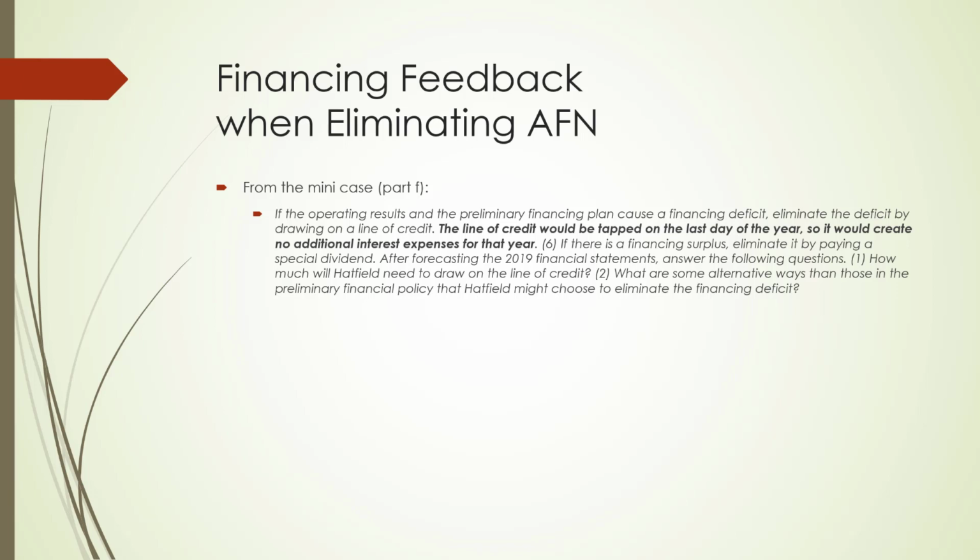How much will Hatfield need to draw on the line of credit? Well, we saw that. That was 59. That's our AFN. And what are some alternative ways, other than those in the preliminary financial policy, that Hatfield might choose to eliminate the financing deficit? Well, they could issue debt, which is what they're going to do. They're going to tap a line of credit, that's debt, or they could issue new common stock, or maybe they choose to grow more slowly.